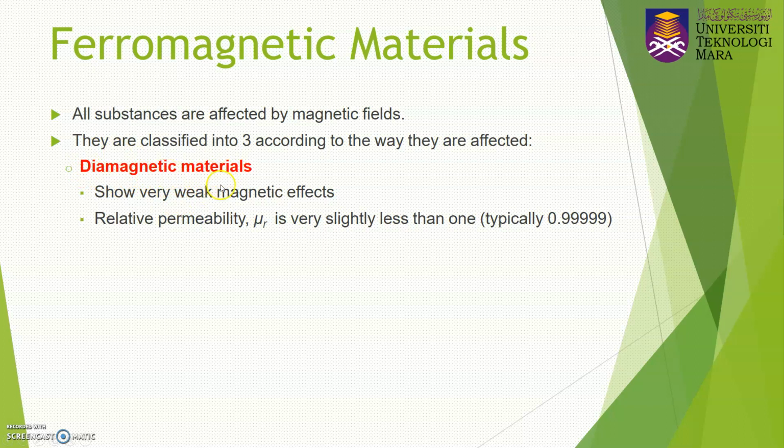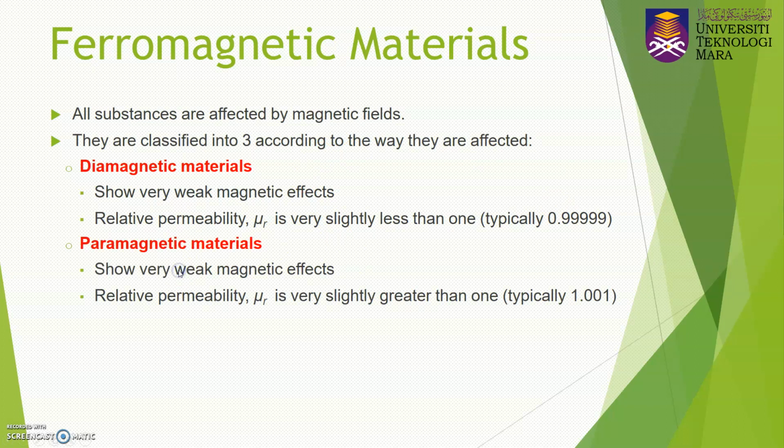The diamagnetic materials usually show very weak magnetic effects. The value of the relative permeability mu r is very slightly less than 1. Usually the typical number is around 0.99999. Examples of diamagnetic material are gold, silver, zinc and copper, etc. Alright, and then the second material is the paramagnetic materials.